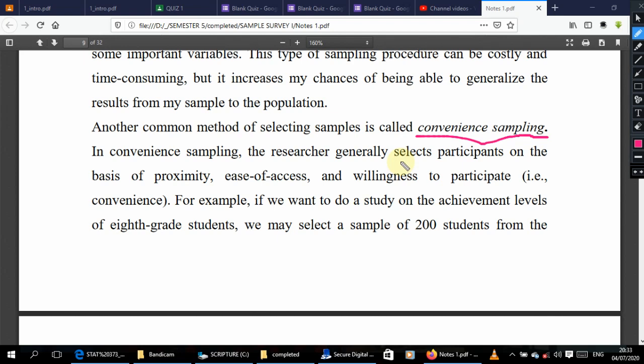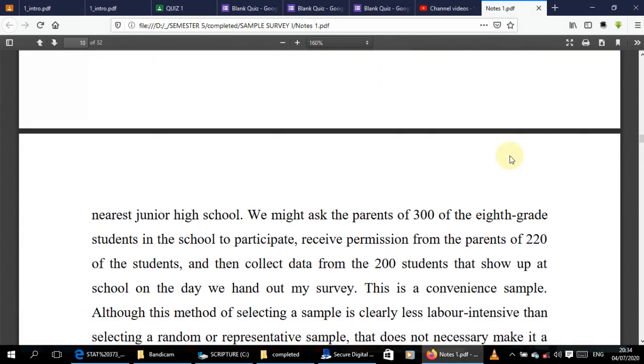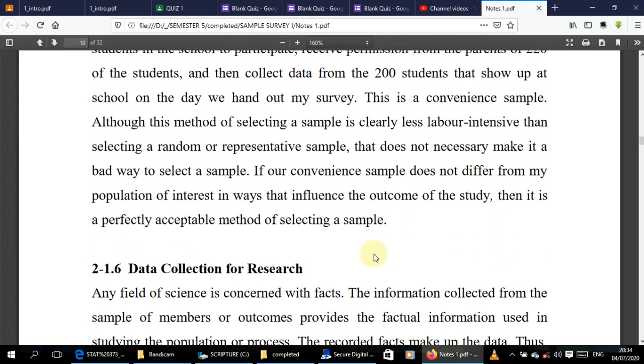So for example, if you want to do a study on the achievement levels of 8th grade students, you may select a sample of 200 students from the nearest junior high school. Of course, that is where you can easily go, and where the people can respond. Even if you go there, you include those who are willing to take part in the survey. You won't force anybody to take part in the survey. All right, so that is that.